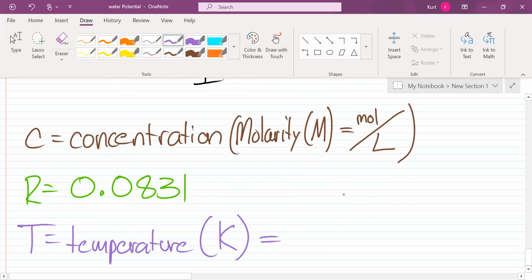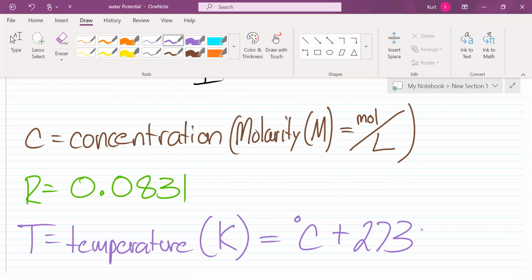Anybody know how to solve for Kelvin? You take your temperature in Celsius and you don't multiply it. You add 273 to it. That's all you have to do. So if I was at 10 degrees Celsius, what is that in Kelvin?